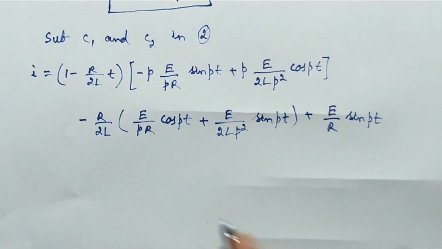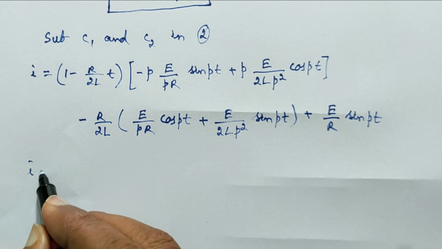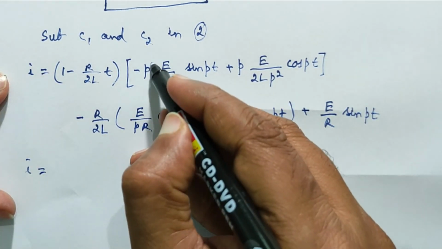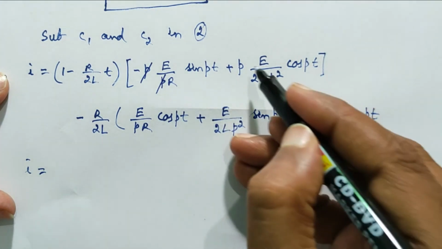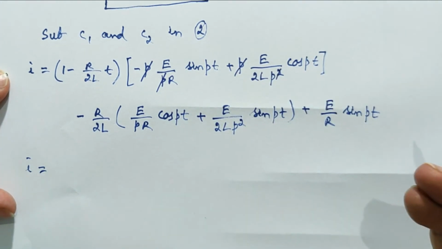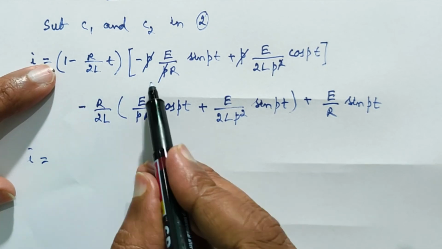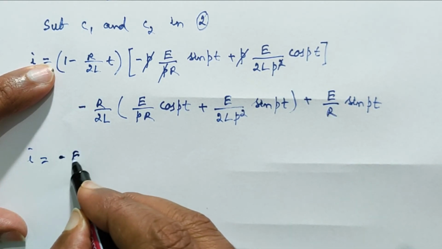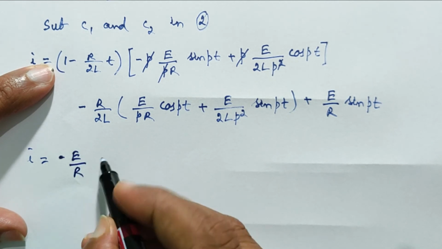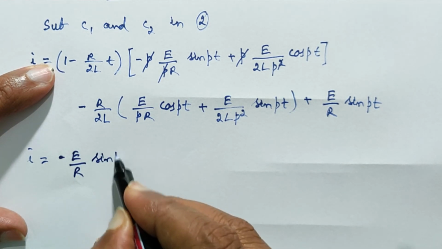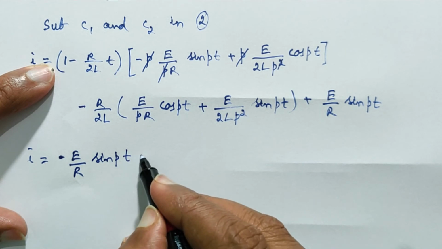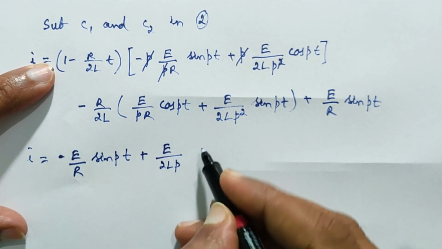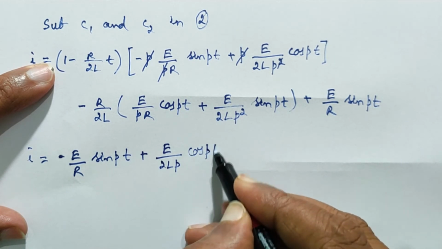Just try to expand this one. I is equal to, you multiply this 1 with this entire expression. You can see this P and P will cancel out over here. This 1P will cancel out with P square. Now you can multiply this 1 with this entire expression. You will be getting minus of E by R into sine of PT plus it is E by 2LP into cos of PT.